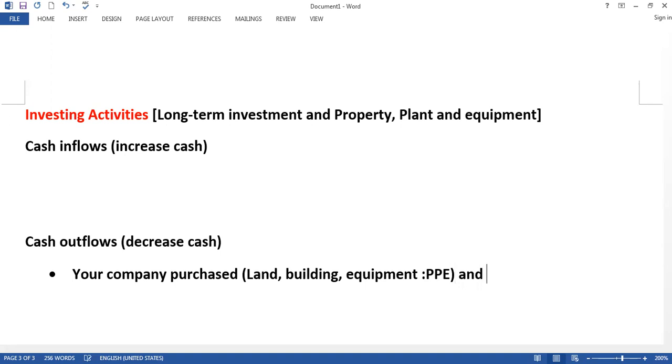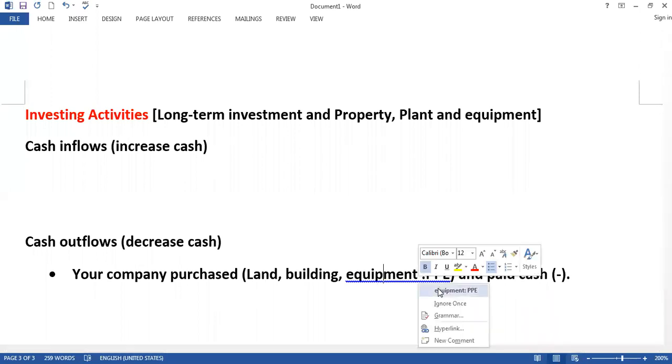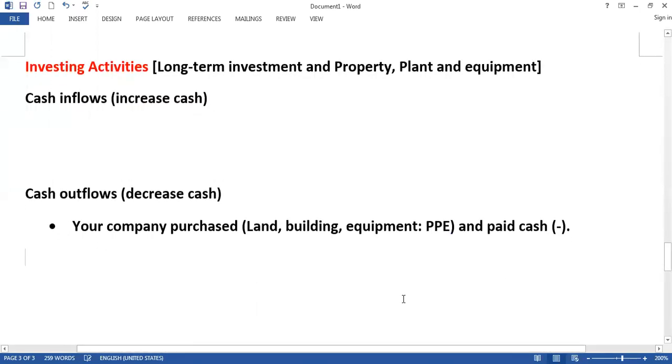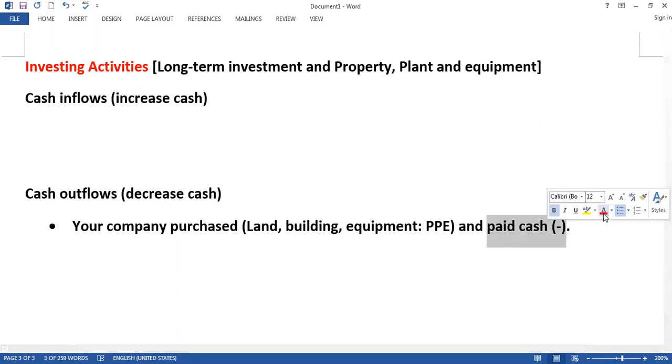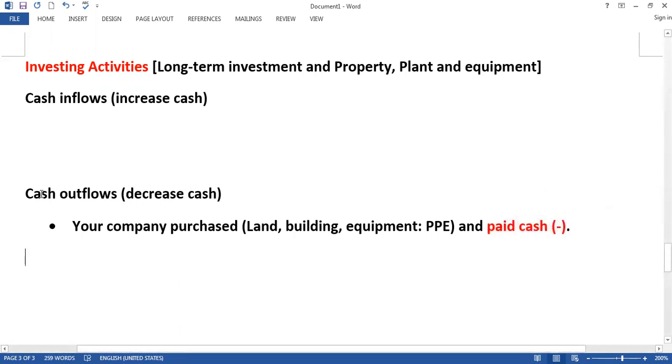and paid cash. So if you paid cash, it means that your cash is going to decrease. Do you understand up to here? So your company purchased property, plant, and equipment means your company purchased land, building, and equipment and paid cash. So as paid cash, so cash decrease. And cash decrease means it is cash outflows.